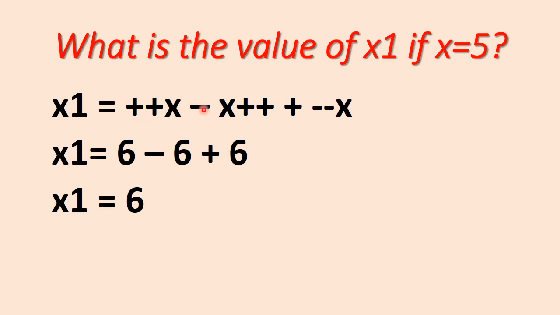So ++x - x++. This minus means subtraction. x++ means this is also the increment operator, but it is of postfix type. This is a postfix operator. Then plus means addition sign. Then --x. Minus minus means this is the decrement operator, but which type of decrement operator? Prefix. Okay, so the complete expression is x1 = ++x - x++ + --x. Now we will try to find out the solution.